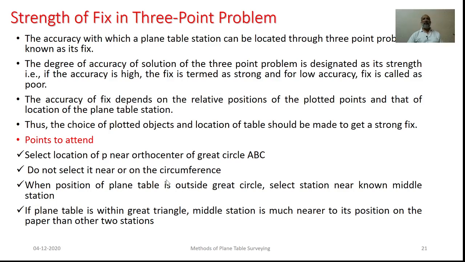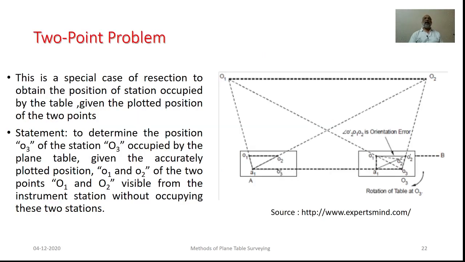Do not select it near the circumference. When the position of the plane table is outside the great circle, select the station near the known middle station. If the plane table is within the great triangle, the middle station is much nearer to its position on the paper than the other two stations. So, when you actually perform the steps, the idea is clearer.